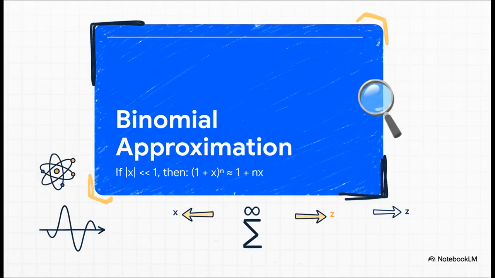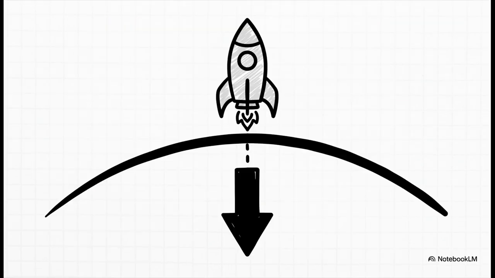And here it is, the binomial approximation. Just look at how clean this is. That complicated thing on the left, which would be a nightmare to calculate, just becomes that super simple expression on the right. It basically turns a nasty power into simple multiplication. It's a lifesaver.